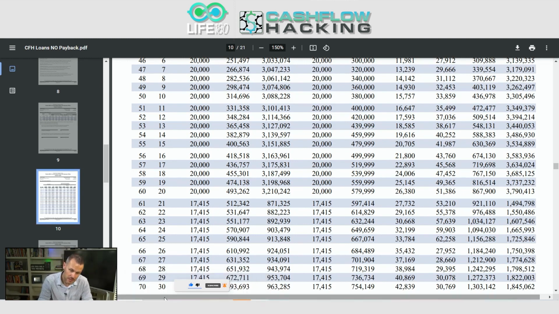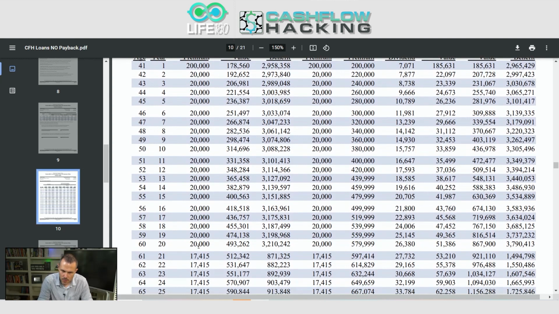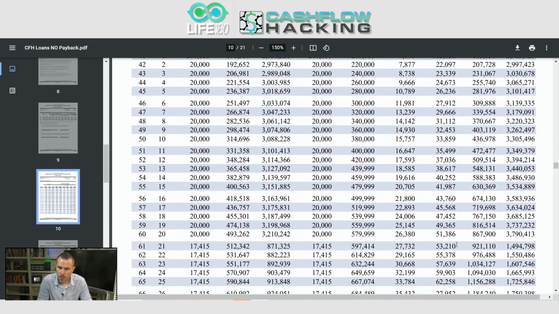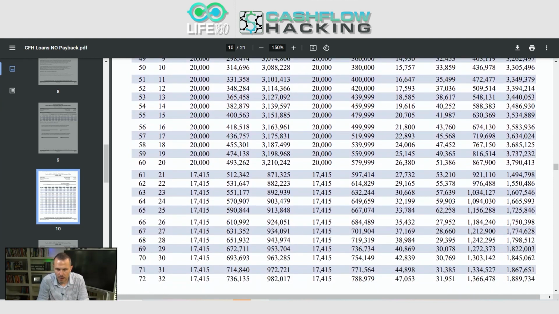Well, here's the deal. At 65, you can see as we're adding $17,415 to the policy, this column right here, the increase in net cash value, you can see as we're paying $20,000 here in year 20 at age 60, the policy value is going up by $51,386. So it's growing by an extra $31,000 above and beyond what we put in for a premium. And you can see it gets better and better every year after that.